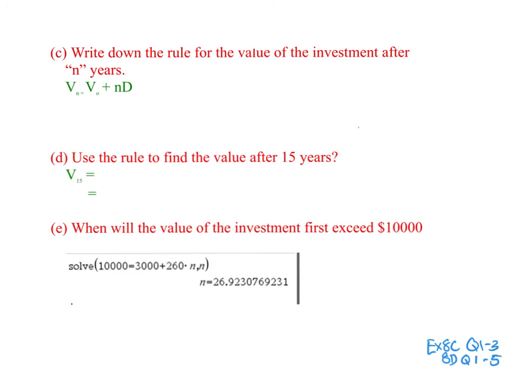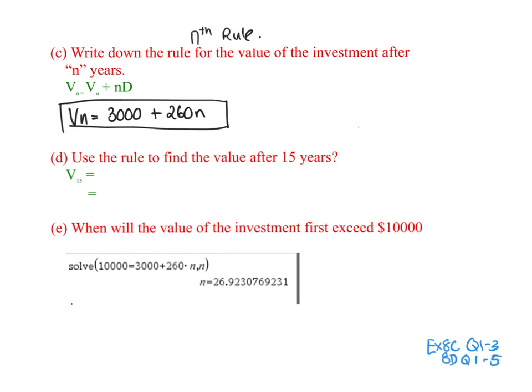Now it says to write down the rule for the value of this investment after n years. So they want the nth term rule. We've got all the information, and here's the format for it. V0 was 3,000, so I write 3,000 plus, and our D was 260. We often write it like that, putting the number first. You could say n times 260, but we normally like to put the number first. So there's the rule for the nth term.